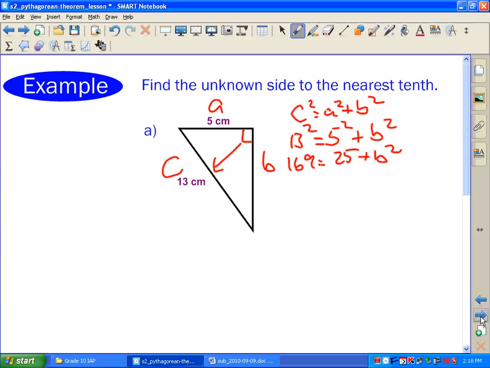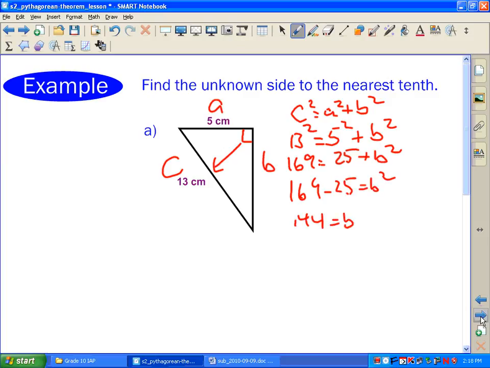So, to find out what B is, we need to solve for B. And recall in grade 9, when we solve an equation, we get that letter by itself. So we're going to try and get that B by itself. Right now, though, we have that 25 on the same side of the equal sign. So we have to bring the 25 over to the left side. So 169 minus 25 is B squared.